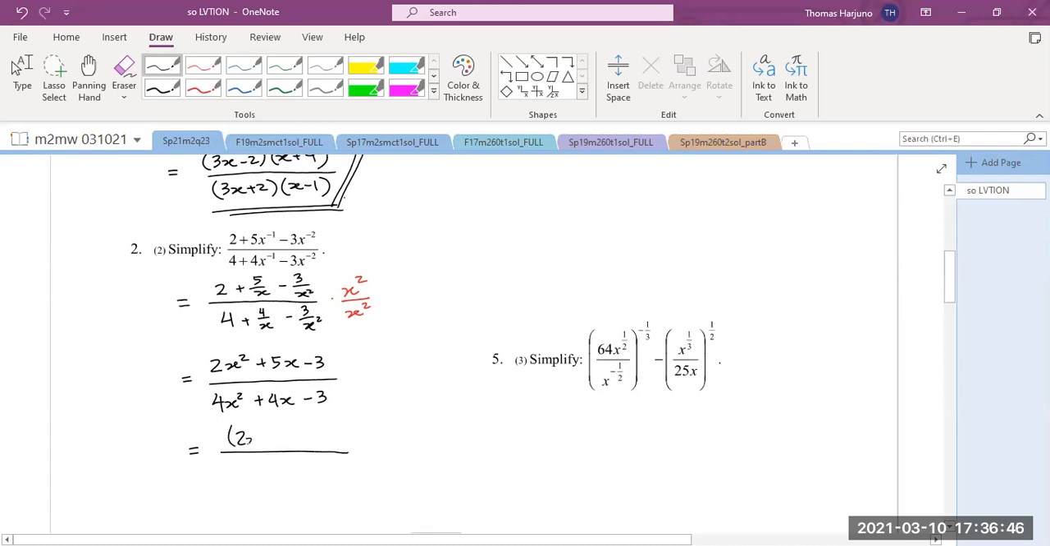We get 2x, x plus 3, minus 1 here. 2x must be 2x plus 3, minus 1 here. Will that do it? Yeah, that will do it. So 2x minus 1 cancels. We have x plus 3 over 2x plus 3.